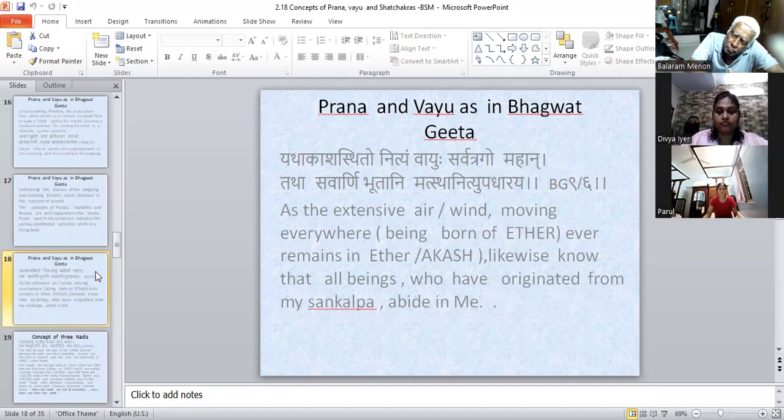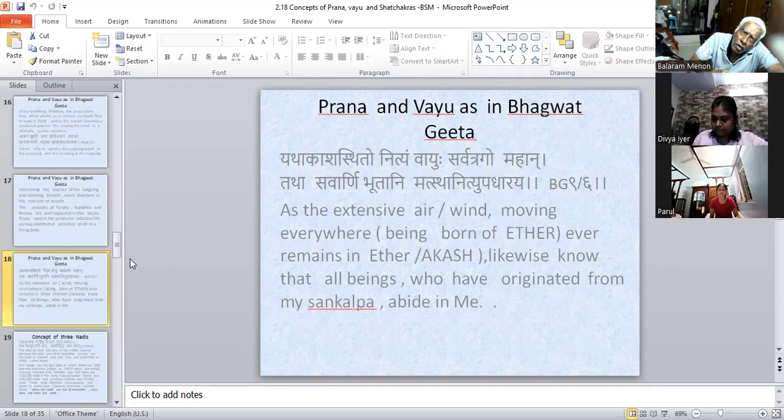You say, no, I find God in you. In the same way, you should also know that God is there everywhere. Here, the same thing: as the extensive air, wind, moving everywhere, is born out of ether. Ether means the atmospheric air, then known as ether. It ever remains in ether, or akash. Likewise, know that all beings who have originated from my sankalpa abide in me. It means all living creatures are in me, Krishna says.